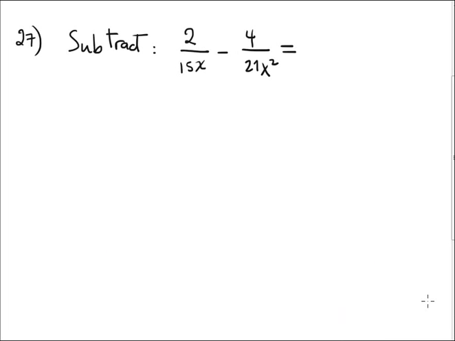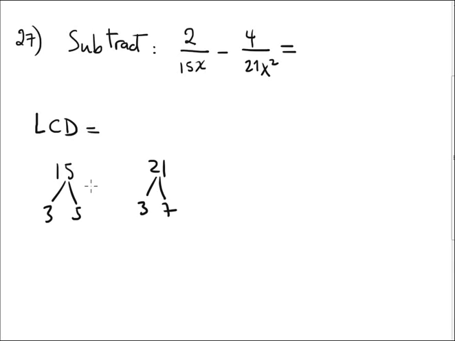Okay, 27 is a typical subtraction of rational expressions. Remember, when you have completely different denominators, you need to find the least common denominator. Okay, so now for example, 15 and 21. The factorization of 15 is 3 and 5. The factorization of 21 is 3 and 7.